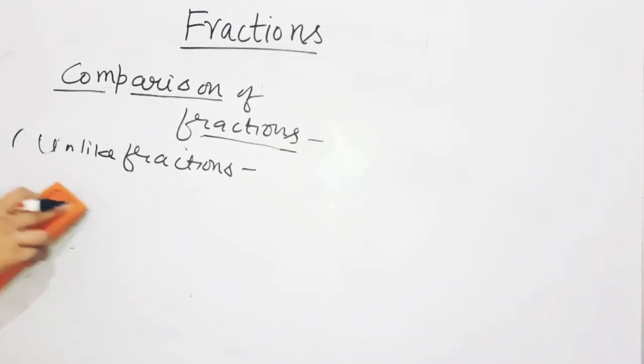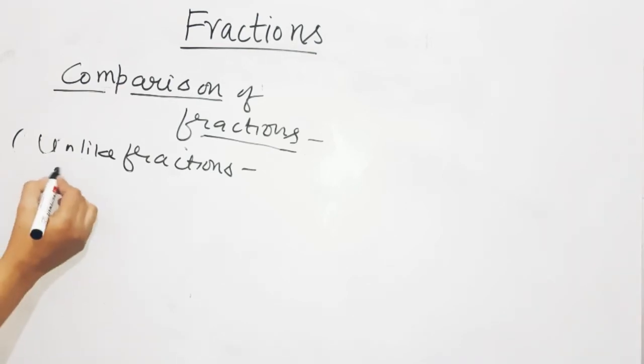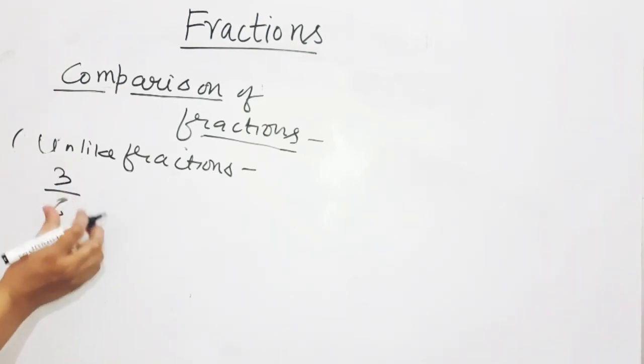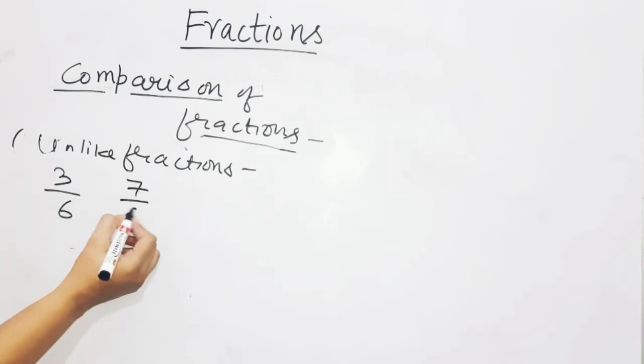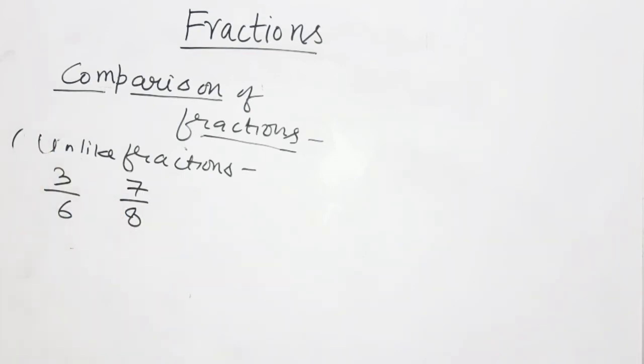आपके ना न्यूमरेटर सेम हो ना ही डिनोमिनेटर सेम हो, तब आप कैसे कंपेयर करेंगे? फॉर एग्जाम्पल 3/6, ठीक है, 3/6 एंड 7/8. How will you compare these two fractions?